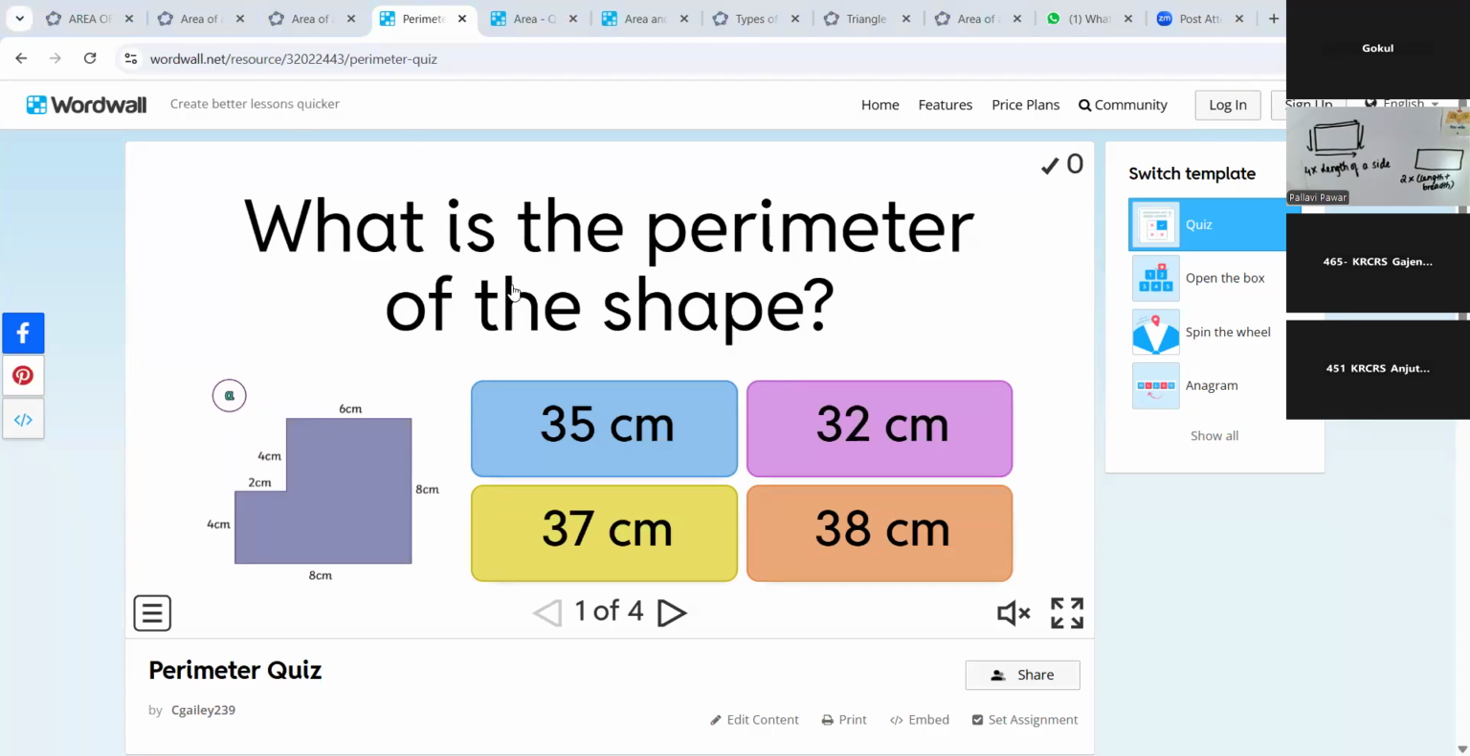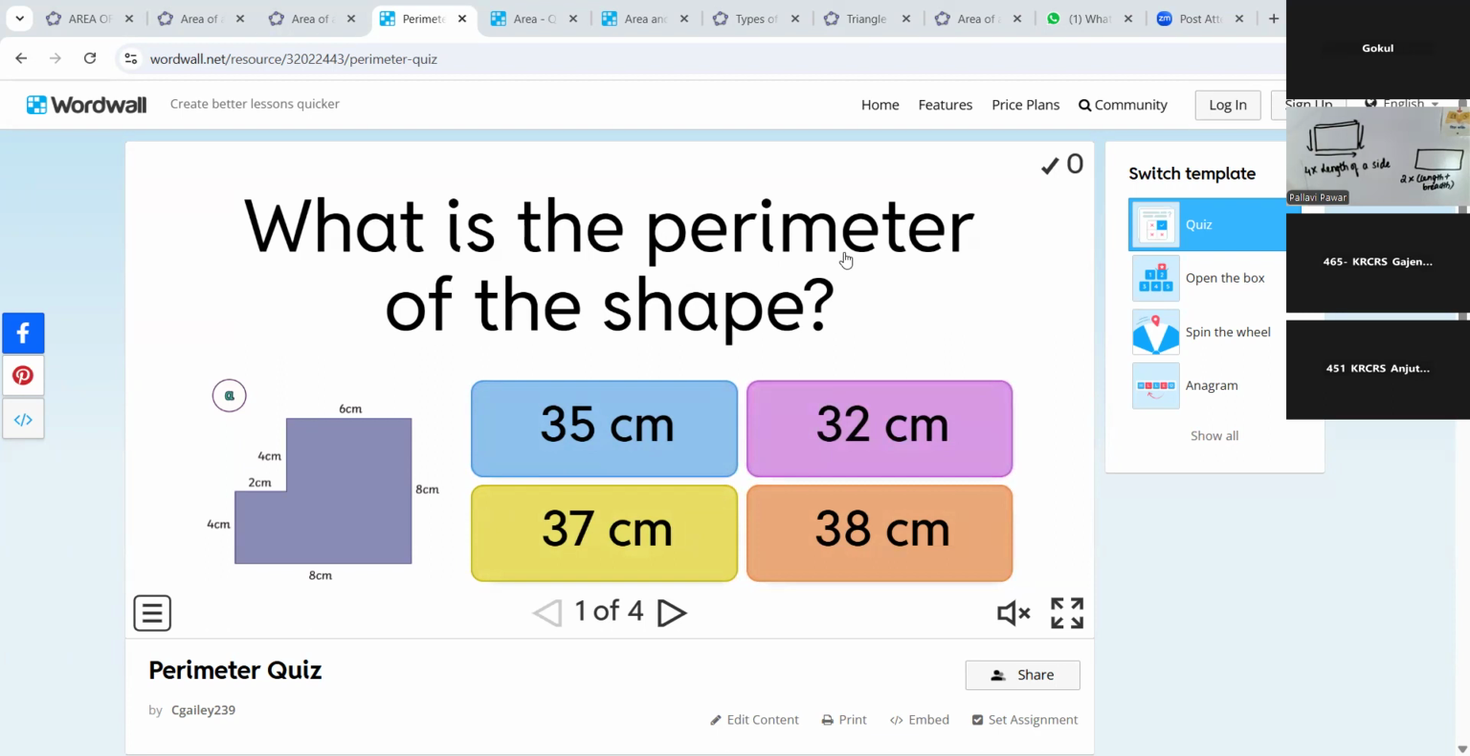Yes. So what is the answer here? 6 plus 8 plus 8 plus 4 plus 2 plus 4. What is the answer? Add yourself and give me the answer in the chat box. If you can't unmute yourself, give me the answer in the chat box. So can anybody tell me the answer? 32, 35, which is the correct one? 37, 38.